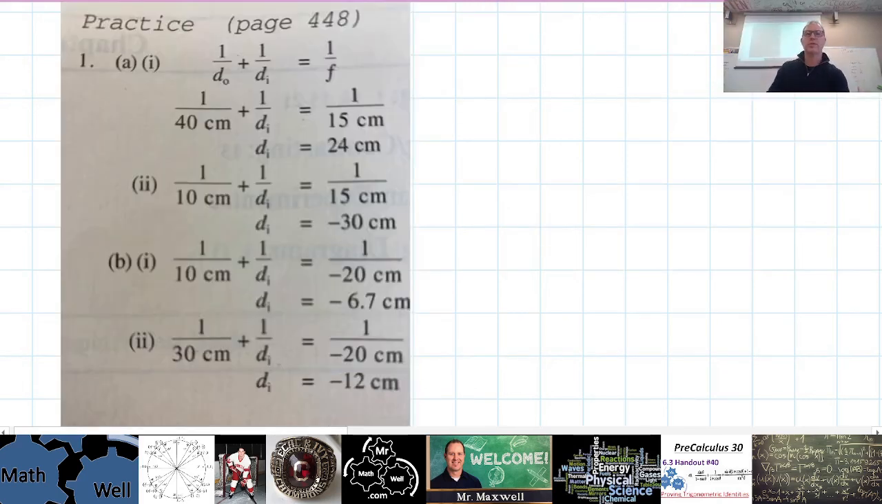Okay, so here's your answers for number 1. Just to double check that you've got everything correct here. We did this A together. So 24 centimeters should be the distance of the image for A. For the second part, you should have a distance of negative 30. So again, that is behind the mirror, right? Because it's negative. B should be first part negative 6.7 and the second part negative 12.